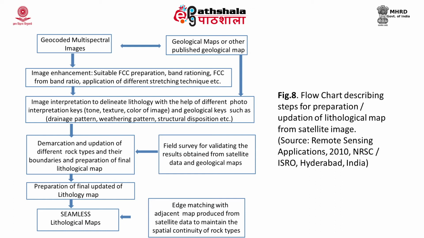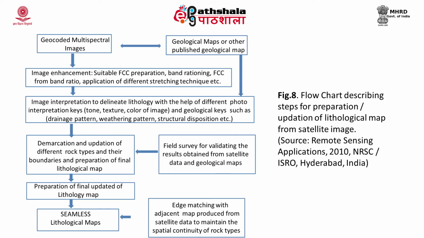From the geocoded multispectral image, we have to go for image enhancement, as we have discussed. In the image enhancement, we are going to prepare a suitable FCC, that is false color composite, then band ratioing, then FCC from band ratio, and application of different stretching techniques. These are the techniques required for image enhancement. Once the image enhancement is done, we will go for the image interpretation.